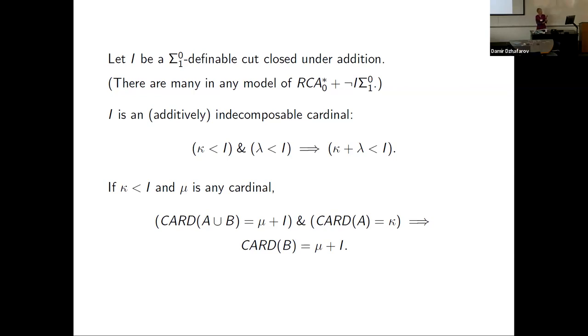And then the fact that I'm going to use is that if you have some smaller cardinal, kappa, and you have a set of cardinality mu plus I, and you remove this small set, you still are left with a set of cardinality mu plus I. It's worth noting here that mu plus I is not standing in for any cardinal larger than I. Not all larger cardinals can be written in the form mu plus I. For instance, some of the larger cardinals are finite, as long as I is a proper cut, and if you break up a finite set into two pieces, you have two finite sets.